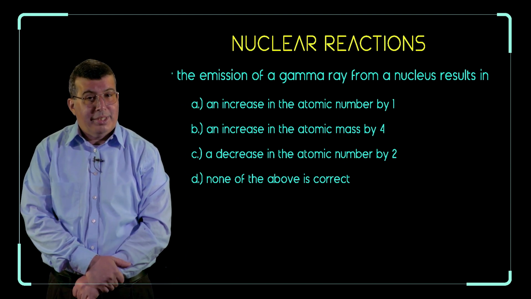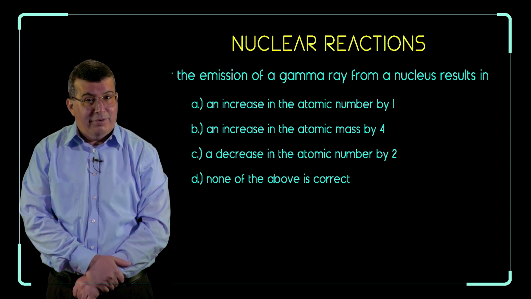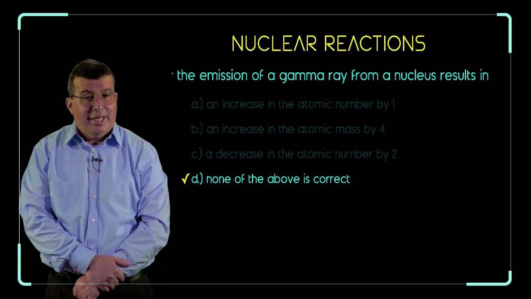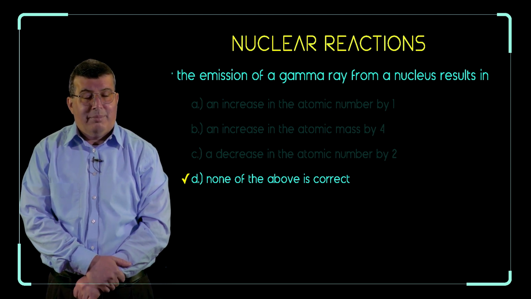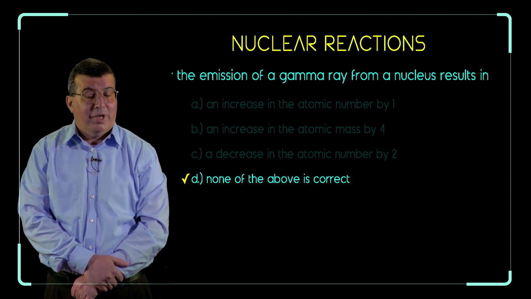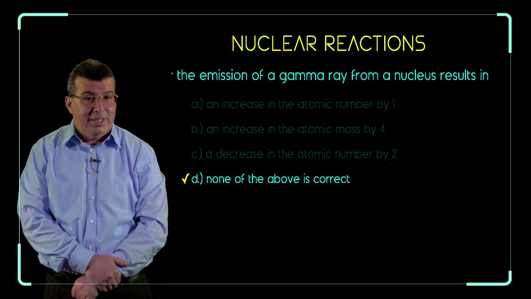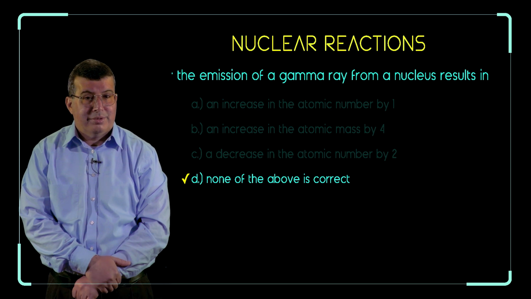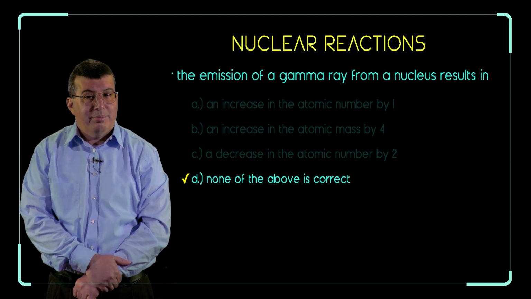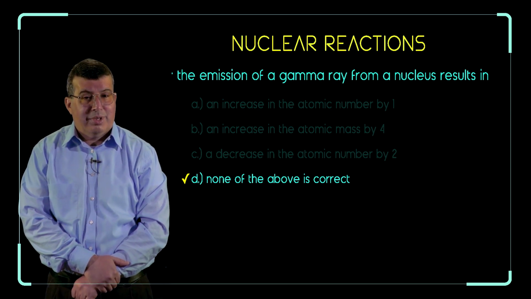Okay, the correct answer here is that none of the above is correct. Remember that a gamma ray does not change the atomic number or the mass number. A gamma ray is a form of light, and it does not change either the number of nucleons or the number of protons. So none of the above is correct. So the correct answer is D.